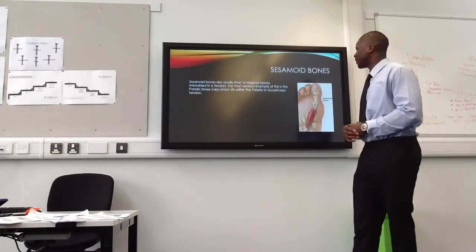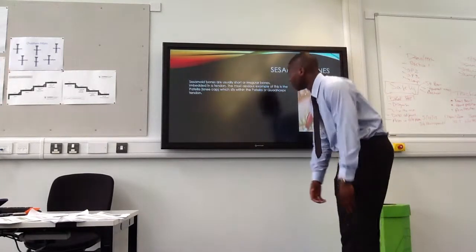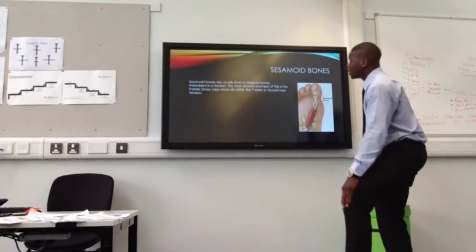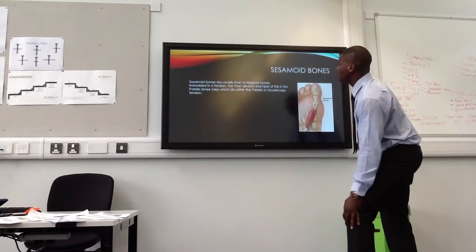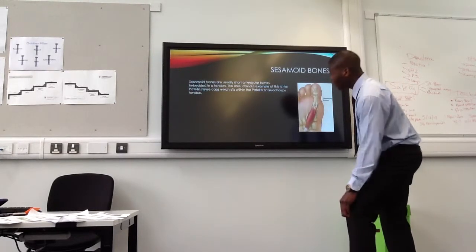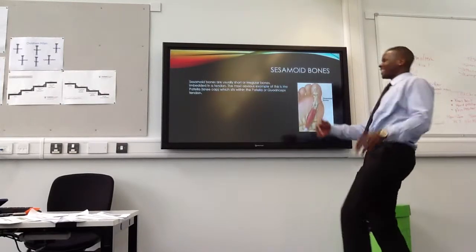The most obvious example of this will be in the patella, the kneecap, because it sits within the quadriceps tendon. So the kneecap is a sesamoid bone.